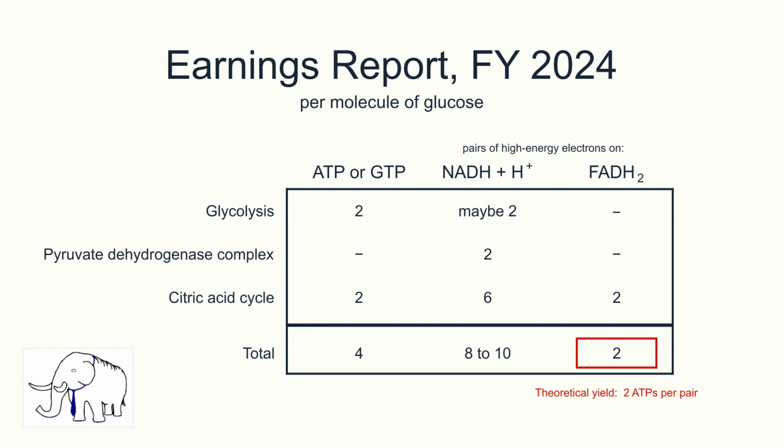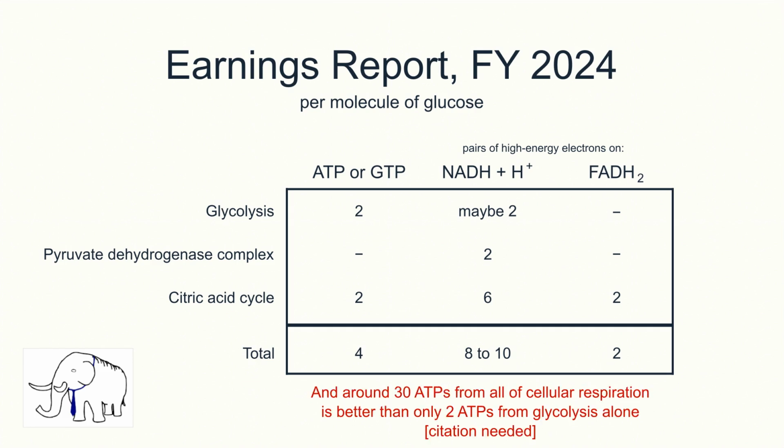But okay, obviously in real life, we're never going to get the theoretical maximum yield. For a conservative estimate of around 2.5 ATPs per NADH plus H+, and around 1.5 ATPs per FADH2, the electron transport chain can give us 20-odd to just a little over 30 molecules of ATP from each molecule of glucose, compared to the 2 molecules of ATP we can get when all we can do is glycolysis. So yeah, the electron transport chain is where the money is.